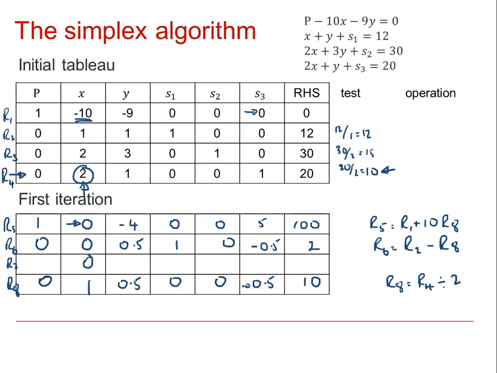Lastly, consider row 3, which has got a 2 here. So what we can do is row 3 minus 2 lots of row 8. So row 7 will be row 3 minus 2 times row 8. So we end up with 0, 0, 2, 0, 1, negative 1, and then 30 take away 20 is 10.